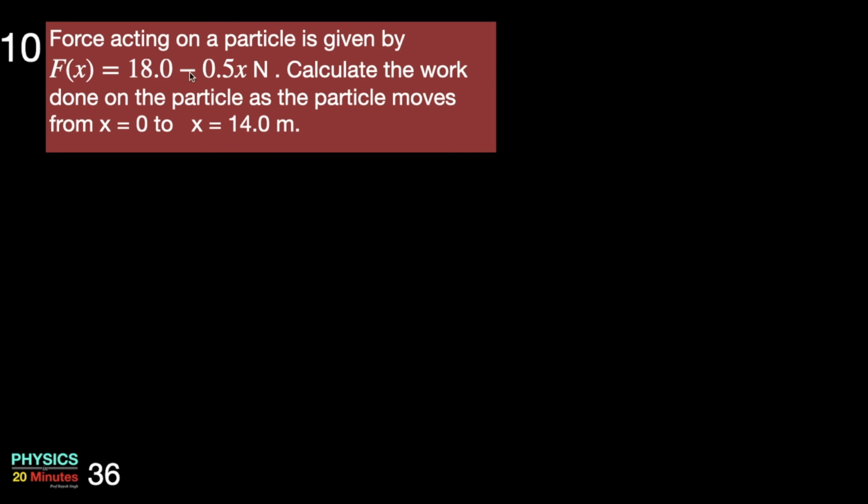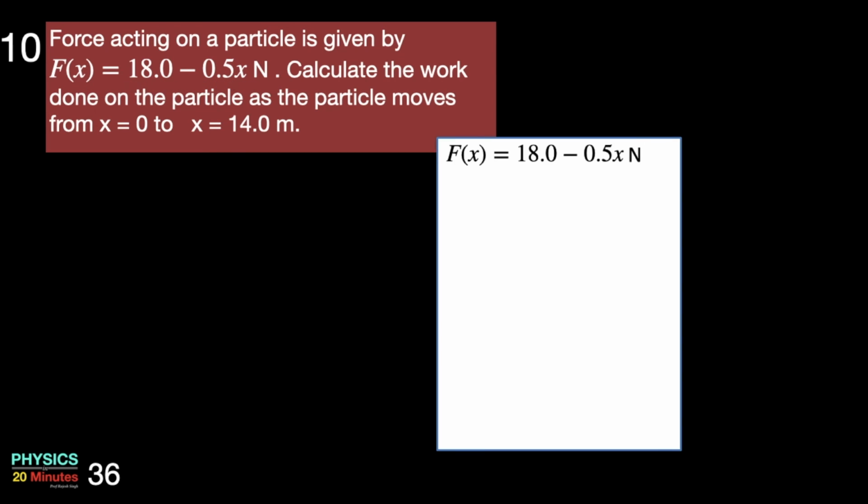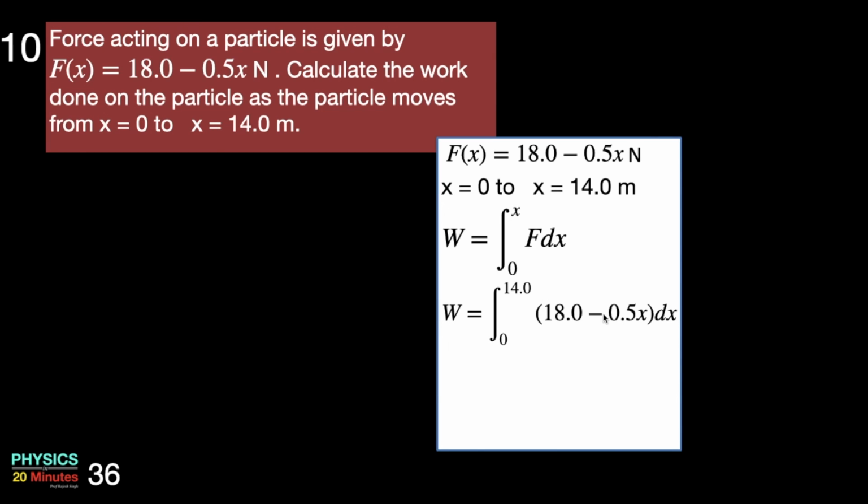If the force is changing with position, just like any spring force, you have to take an integration of this equation. So force is this, limits are x is equal to 0 to x is equal to 14 meter. So work done is integral from 0 to x of f dx. Substitute f, open out integration, and then solve it by substituting the values. You get 203 joule. If you are unfamiliar with integration, please check out the integration video on the channel.